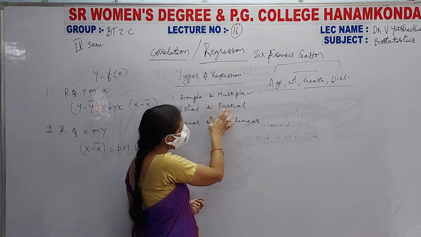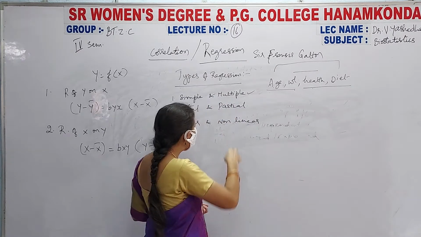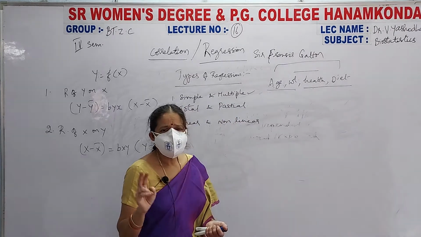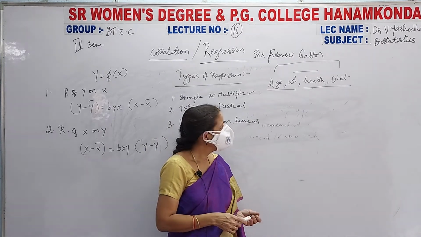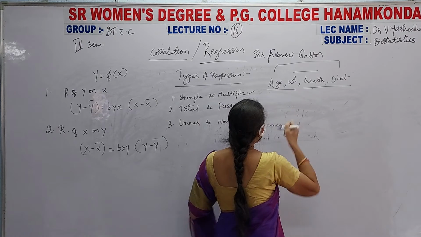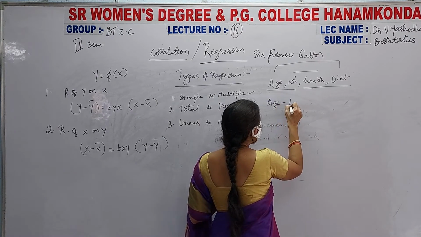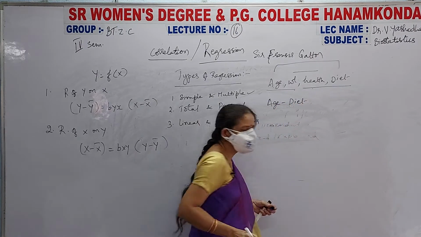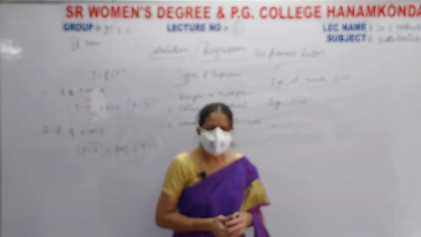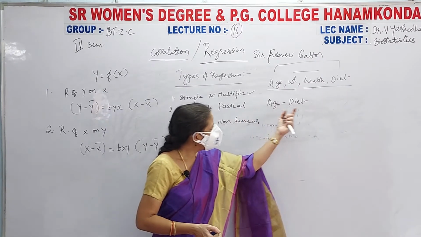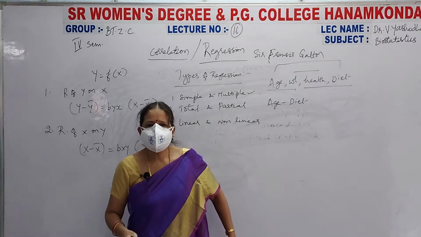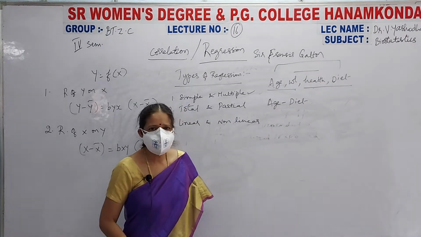Now coming to the total and partial. In this partial, only two variables are taken. Partial means all of these are there, and in this I have taken only age and diet. I am calculating the regression, the average relationship between age and diet. That means two variables are taken, not all the variables.